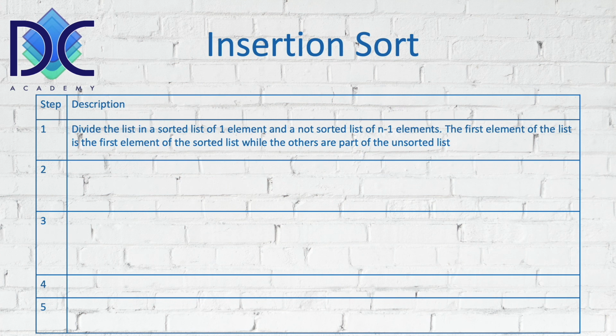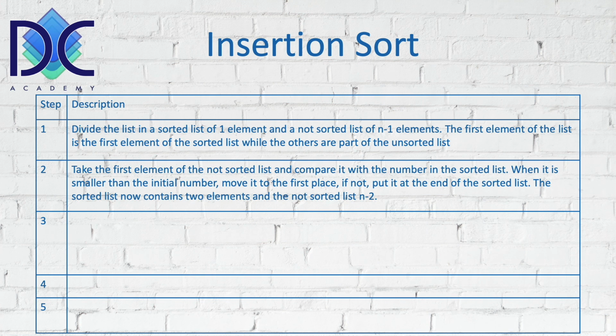So I have basically a set of numbers. I take the first number out, and I say this is my first sorted list, and all the other numbers are not sorted. Now we take the first element of the unsorted list and compare it with the number in the sorted list. When it is smaller, I put it in front, I move it to the first place. If not, I put it at the end of the sorted list.